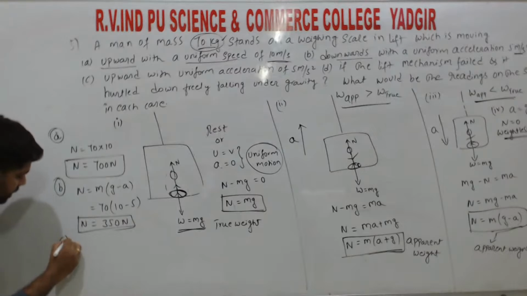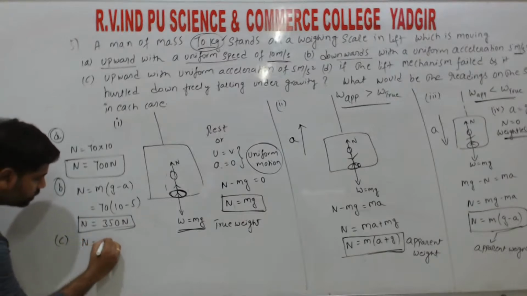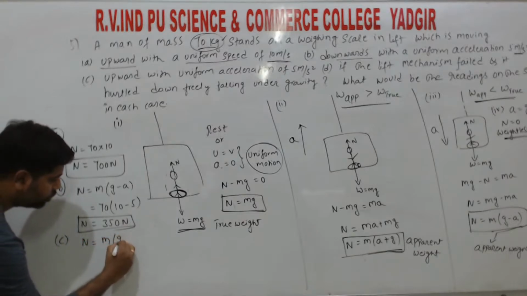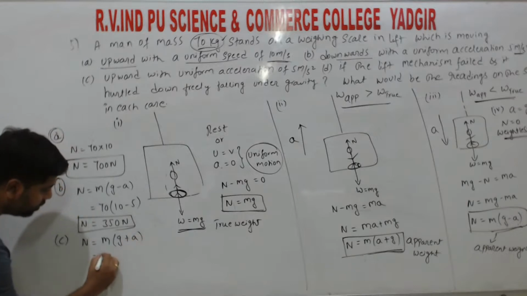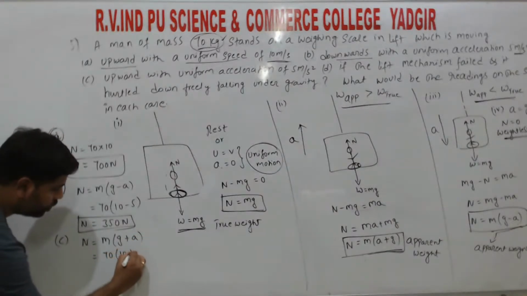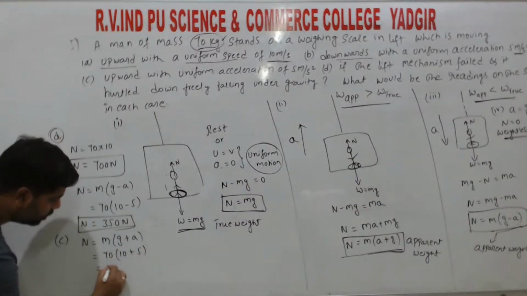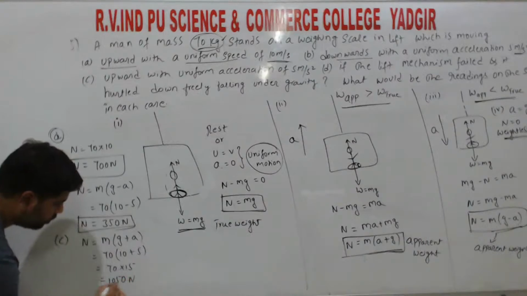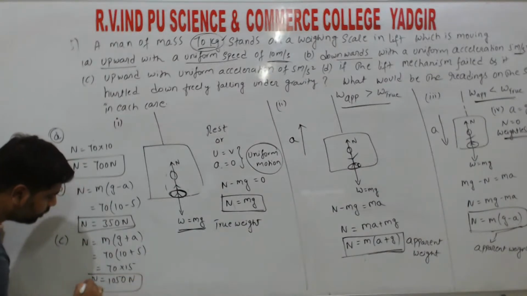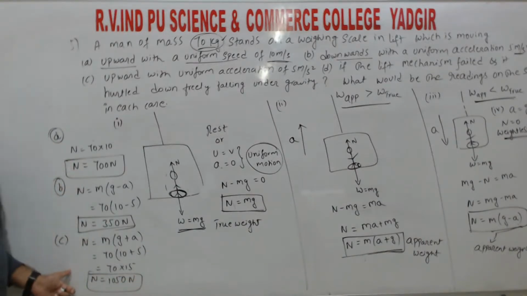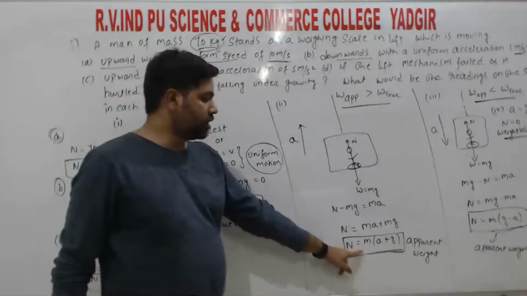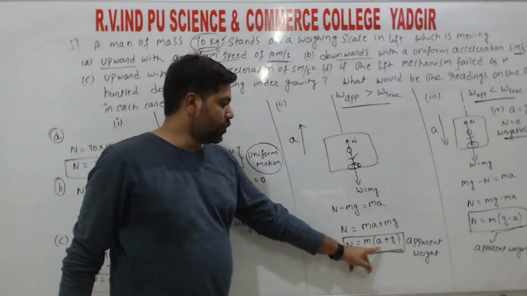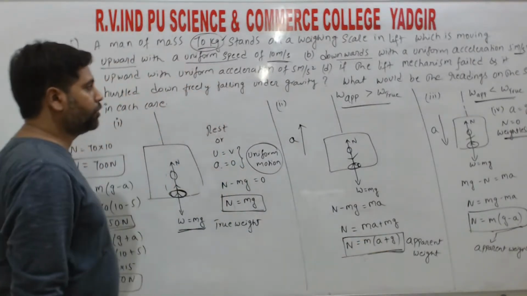So on the third case, lift moving upward. So N is equals to m into G plus A. So 70 into 10 plus 5. So 70 into 15. So 1050 Newton. This is for the third case by using this relation, N is equals to m into A plus G.